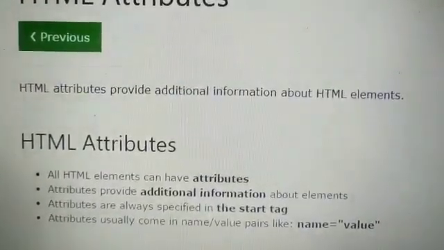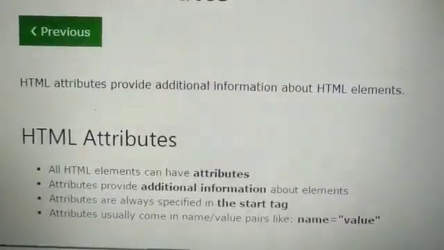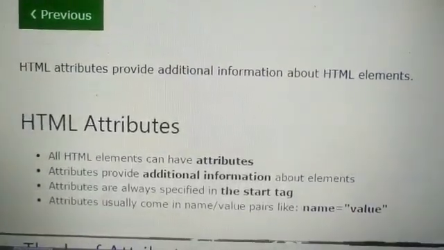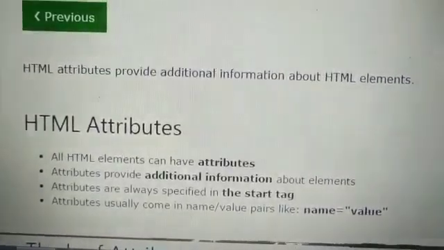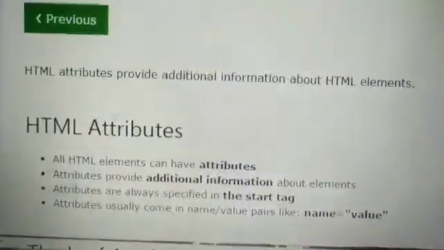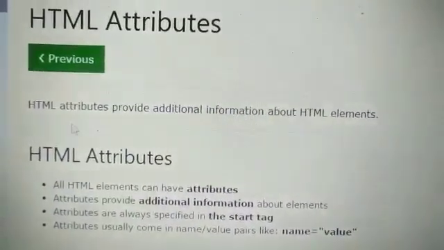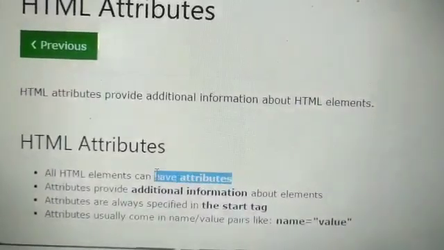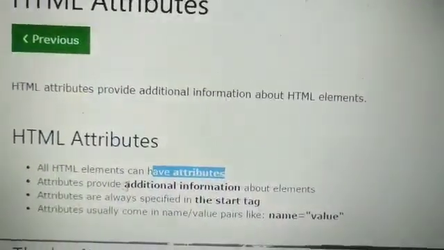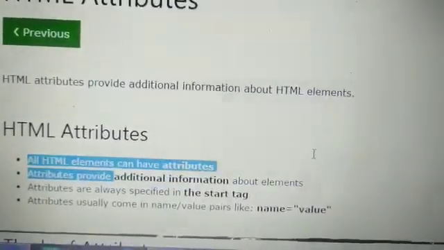So HTML attributes provide additional information about the HTML element. All HTML elements can have attributes. It means that all the elements that we are using can have these attributes. So what does it actually provide? It provides additional information about the element.